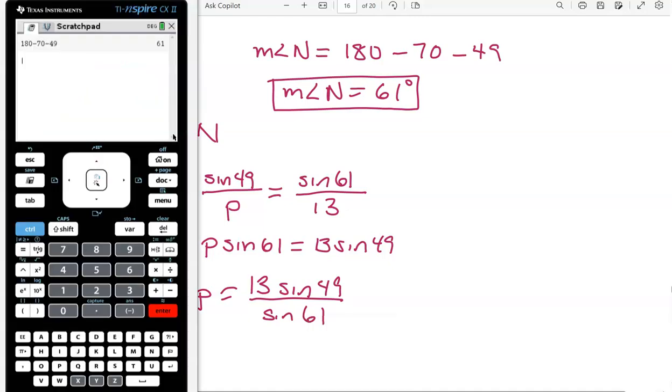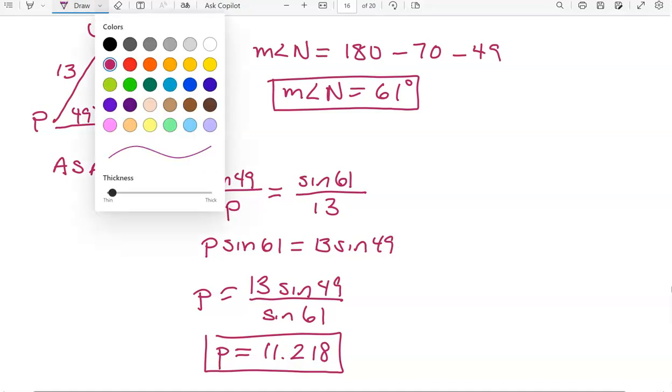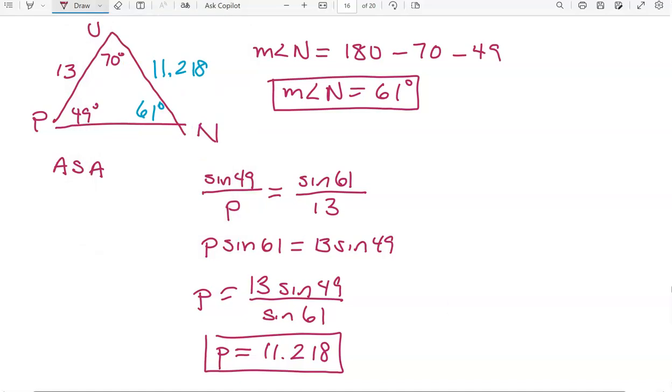Now we're calculator ready. Control divide for a fraction. 13 sine of 49 divided by sine of 61 is equal to 11.218. Now that we have that side length, I'll label the side opposite angle P 11.218, and we're going to find the remaining side length using the law of sines also.